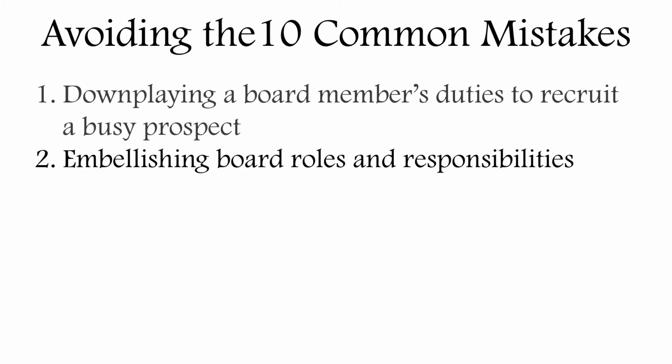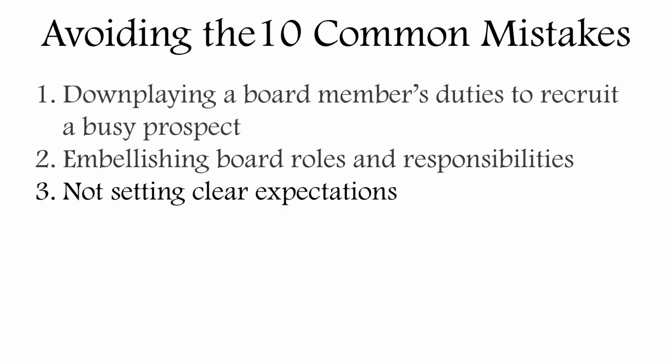The third thing is that you need to make sure that you set the right expectations. So a mistake that you need to avoid is not setting clear expectations. It's related to the first two. In the first one, downplaying a board member's duties to recruit a busy prospect, the prospective member basically tells you, after you go and say, hey, Mr. Joe, I've been thinking about you for my organization, and I really think that you would make a good board member. I would love to talk to you about my organization.